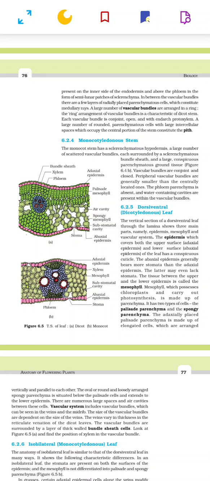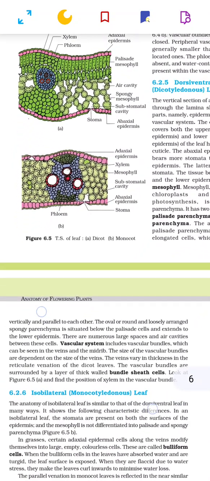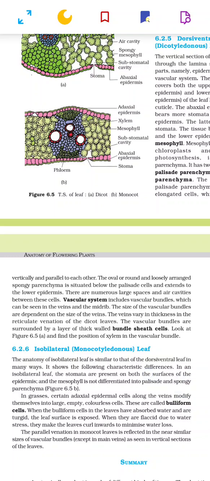The tissue between the upper and the lower epidermis is called the mesophyll. Mesophyll, which possesses chloroplasts and carries out photosynthesis, is made up of parenchyma. It has two types of cells, the palisade parenchyma and the spongy parenchyma. The adaxially placed palisade parenchyma is made up of elongated cells which are arranged vertically and parallel to each other. The oval or round, loosely arranged spongy parenchyma is situated below the palisade cells and extends to the lower epidermis.